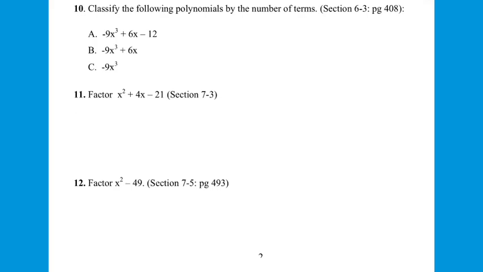Number 10, we're going to go ahead and classify these polynomials. Right, they're all polynomials, but that first one is actually a trinomial, then a binomial, then a monomial. Trinomial is 3, binomial is 2, and monomial is 1.